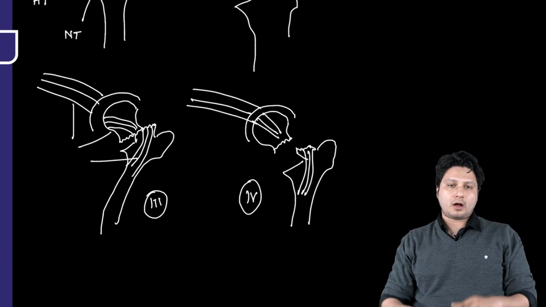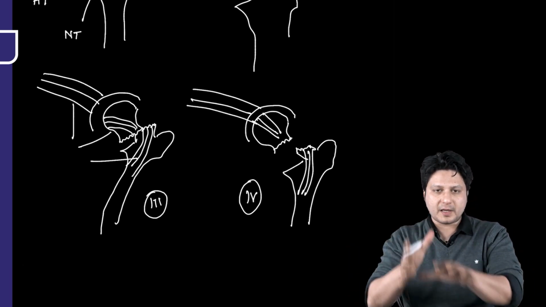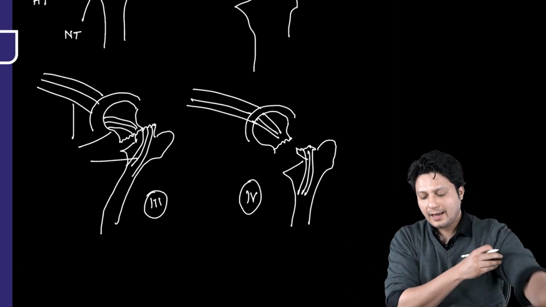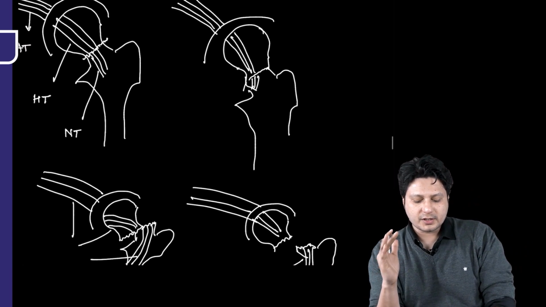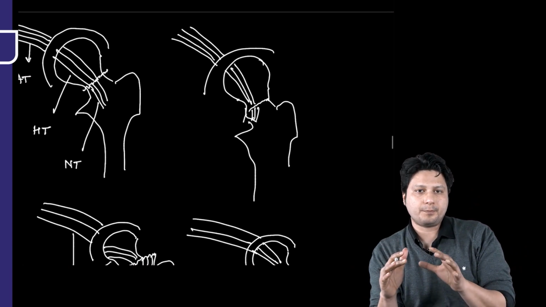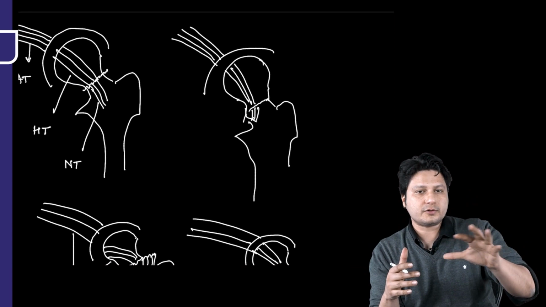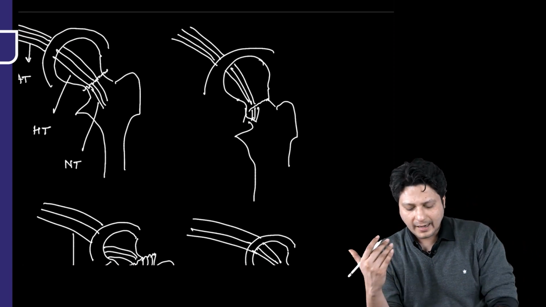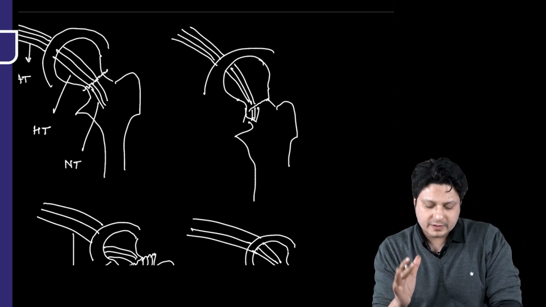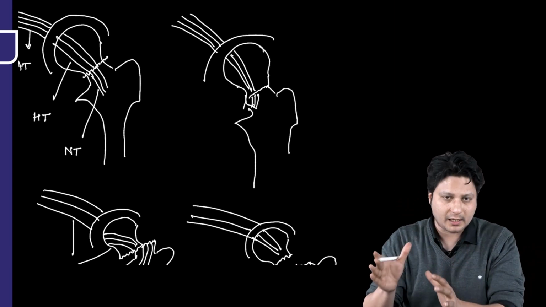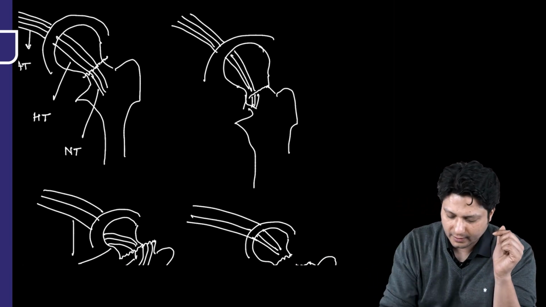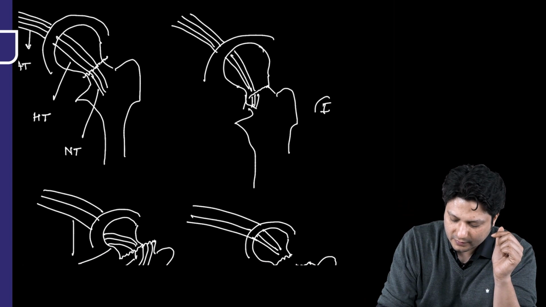Alright, so these are the X-ray appearances of the Garden's classification. As I told you, Garden classification can be identified based on two aspects. One is the theoretical aspect and the second one is the practical aspect. So this is the X-ray identification of the trabecular alignment. Now if you look back again very quickly, this is type 1.